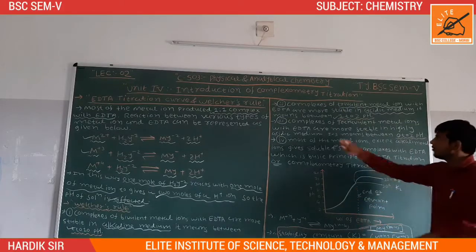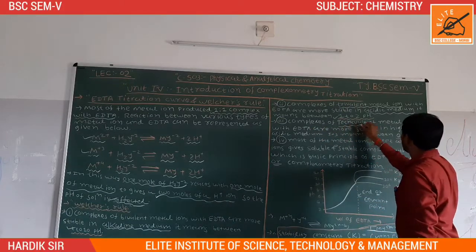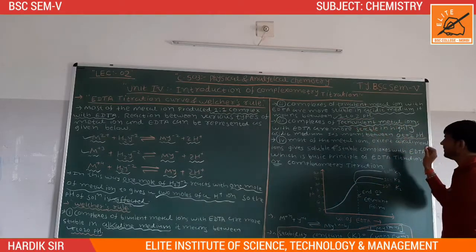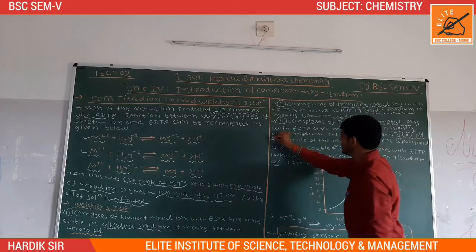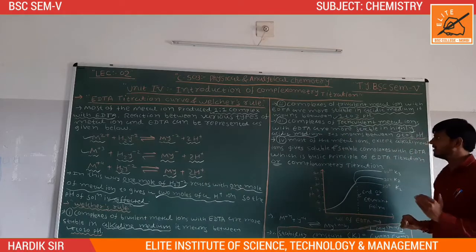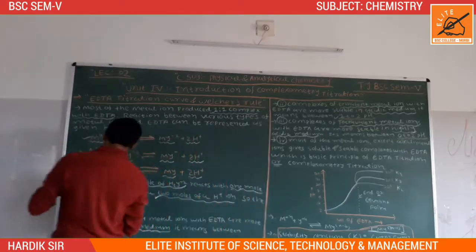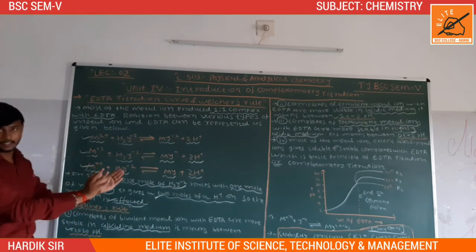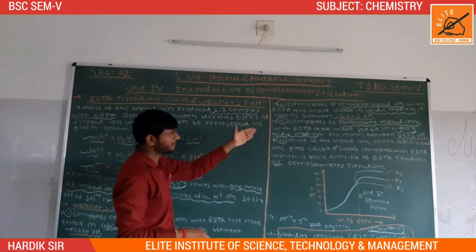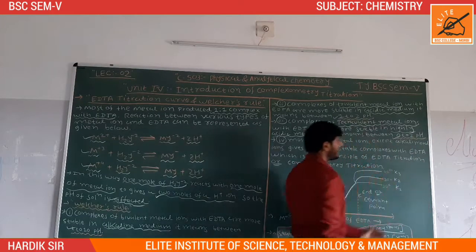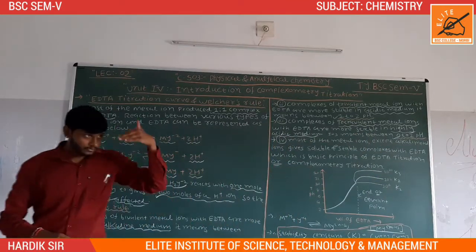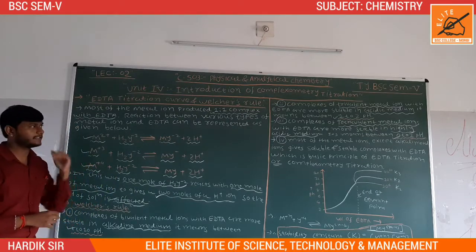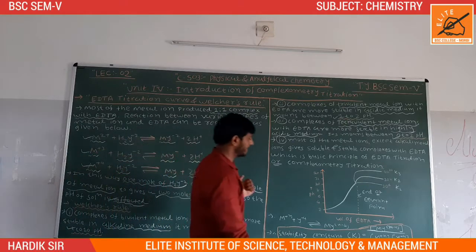And now complexes of tetravalent metal ions with EDTA are more stable in a highly acidic medium. Which type of acidic medium? Highly acidic medium. Its pH is 0 to 2, and tetravalent metal ions are stable in this highly acidic medium. So this is rule number 3.